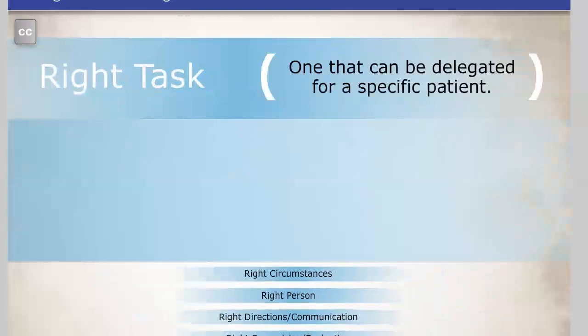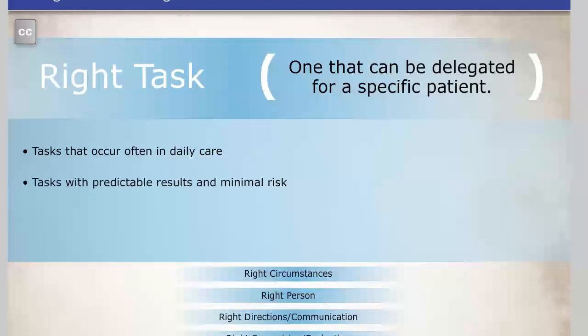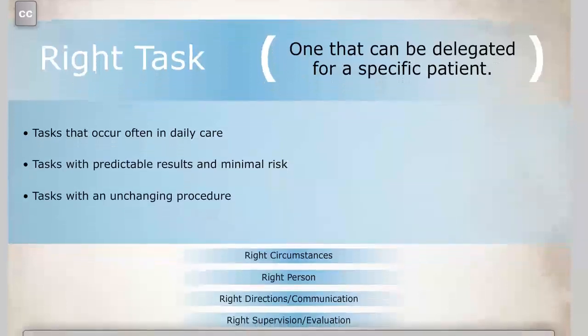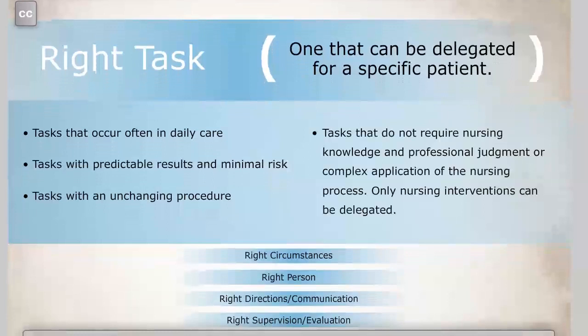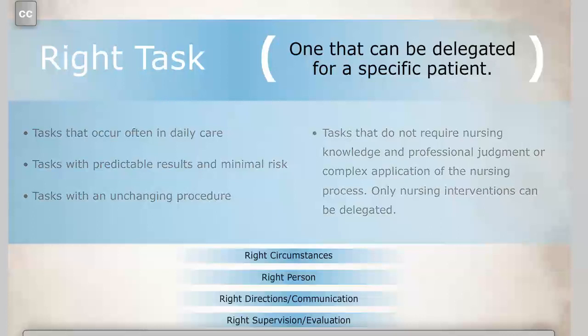When deciding which tasks can be delegated, nurses generally include tasks that occur often in daily care, tasks with predictable results and minimal risk, tasks with an unchanging procedure, and tasks that do not require nursing knowledge and professional judgment, or complex application of the nursing process. Only nursing interventions can be delegated.